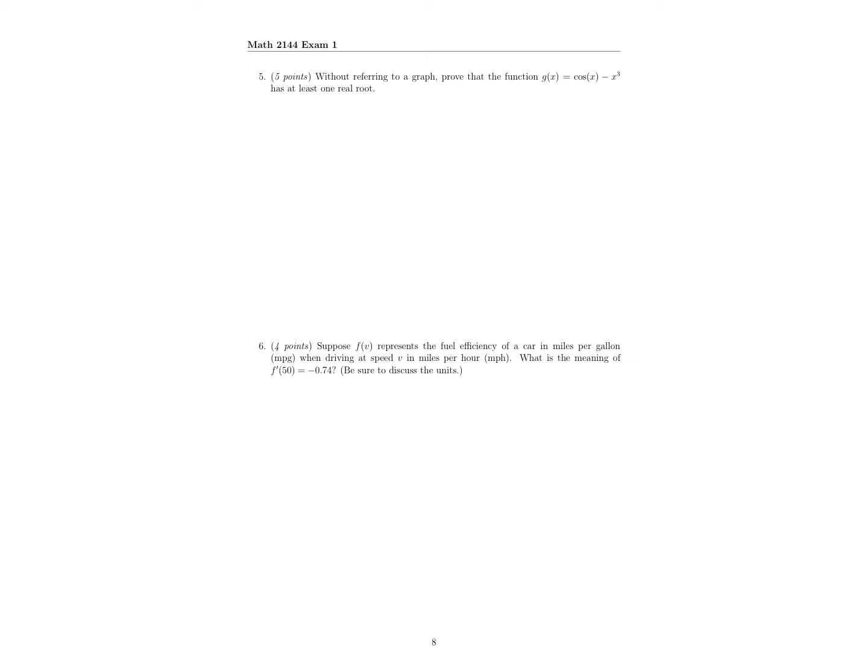On to question 5. Without referring to a graph, we want to prove that this function g has at least one real root. When it's asking if there's one real root, that means one value of x where g of x is equal to 0. So we want to find whether there are values of x where the value of the function is changing sign, either from negative to positive or positive to negative.